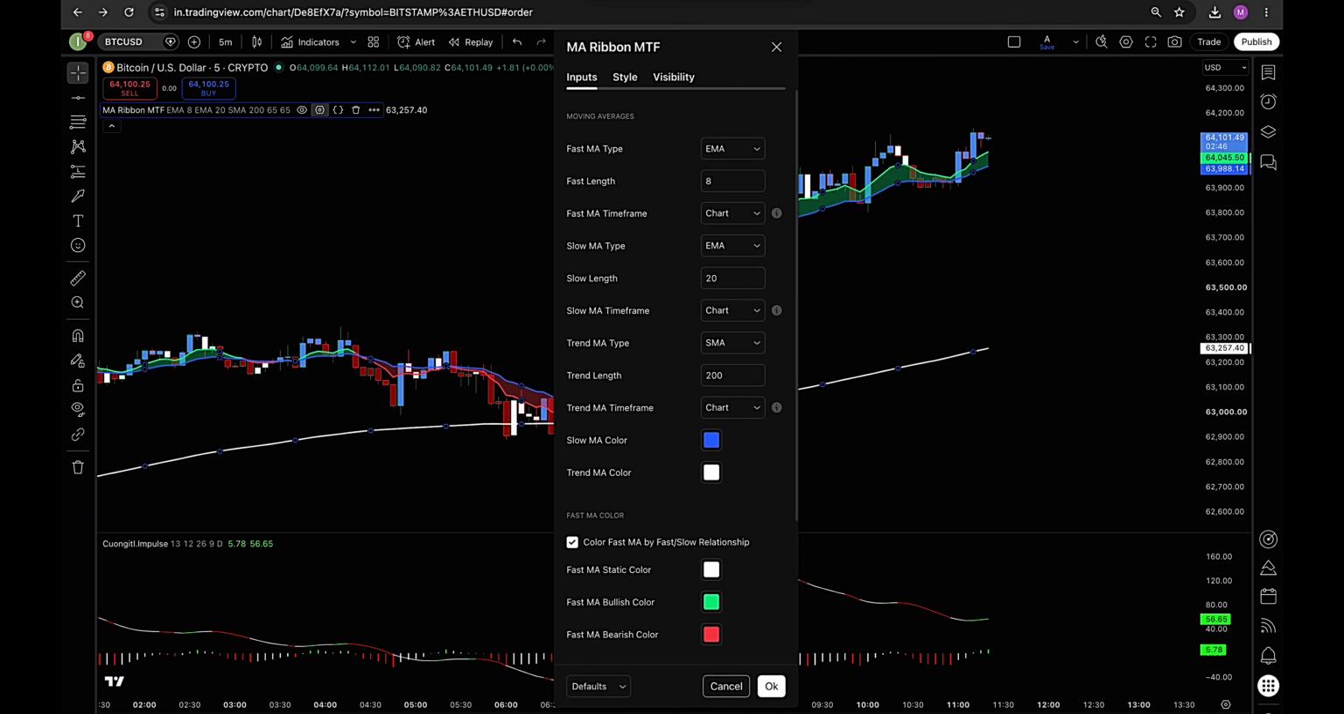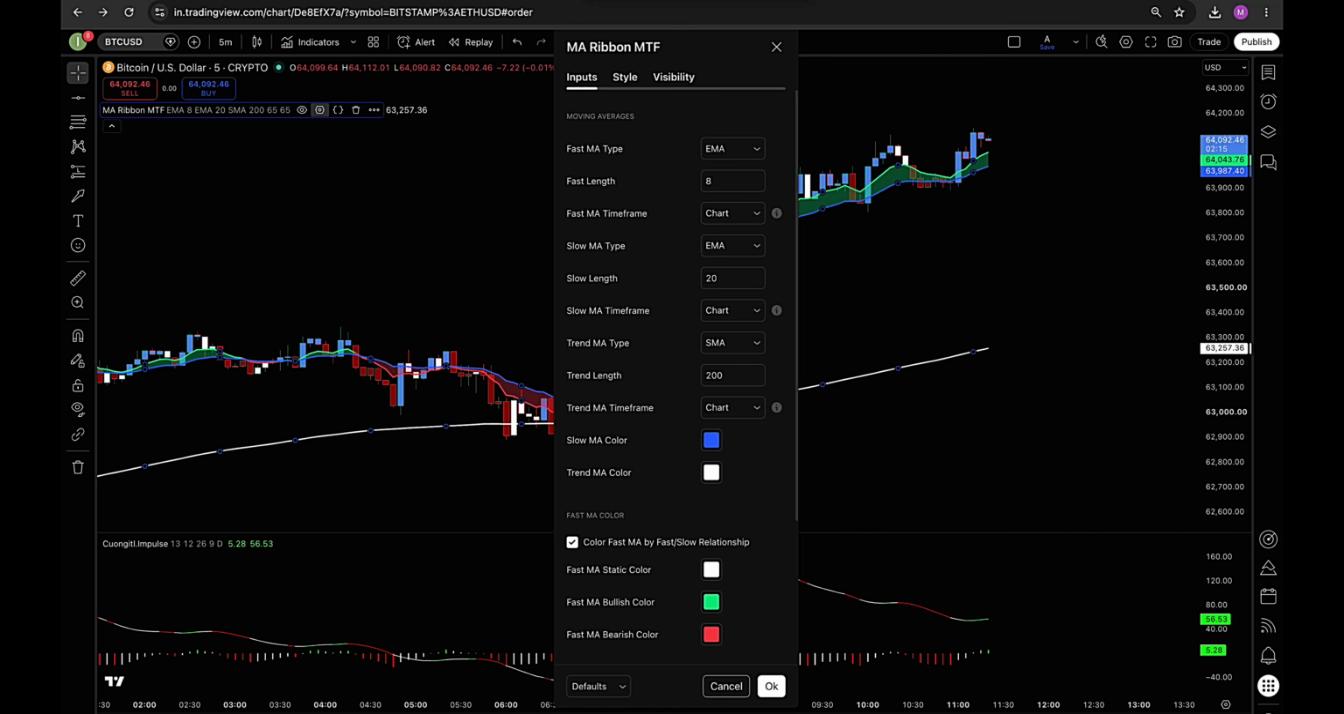In the settings, you'll see that the fast MA type is set to EMA. We'll keep it as EMA here. You have three options, EMA, SMA, and HMA. We'll use EMA here because the exponential moving average is a bit faster, and that's why we'll use EMA, okay? The first length is 8, leave it as it is. For the first one, the time frame is set to chart. You can use whatever time frame you want here, or you can set it according to the chart.